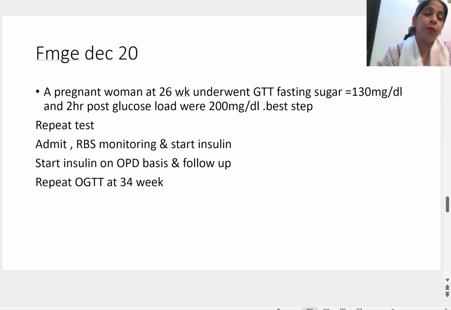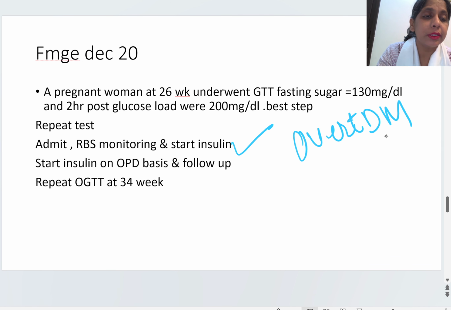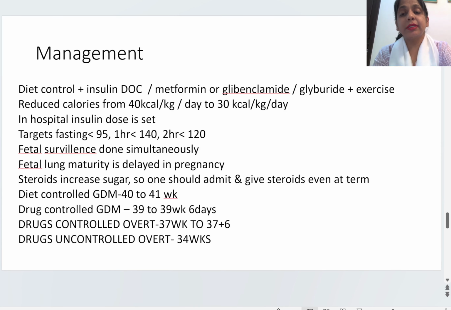Okay, and in both hypertension and diabetes in pregnancy, we have to admit the patient and fix the dose. We will not just do estimations and say, your values are this, so this much insulin will suit you. No, we have to admit and check, because if hypoglycemia occurs, then the fetus will die. That is why we need to admit the patient, monitor the RBS and fix the insulin doses. So the answer here is B, admit, RBS monitoring and start insulin, and this is a case of overt diabetes mellitus diagnosis.